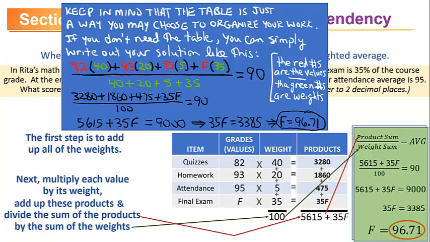And because we wanted that weighted average to be 90, that's why I set it equal to 90. And then you just do the calculation pretty much the way we did earlier. But the table is a way of organizing that calculation. If you really understand it well, you can dispense with the table and just write out the equation directly. It's totally up to you.